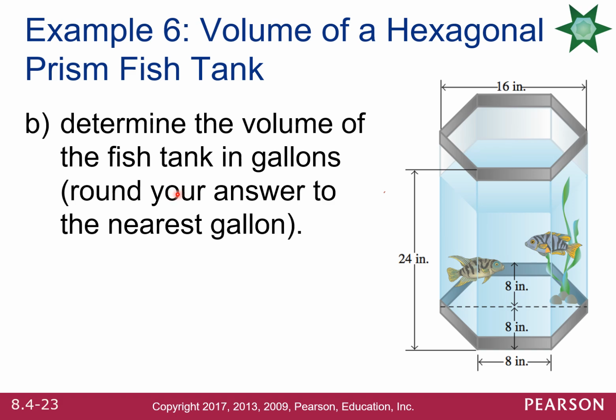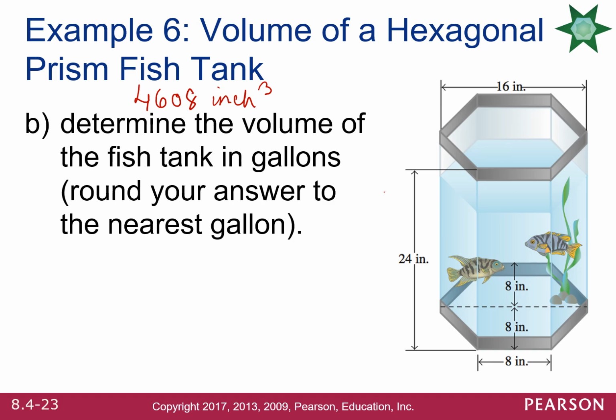So for the next part of the question, we have to determine the volume of the fish tank in gallons. We have found the volume in cubic inches, which was 4,608 cubic inches, the volume of this fish tank. However, this time they're asking what would be the volume in gallons. So we have to convert from cubic inches to gallons.